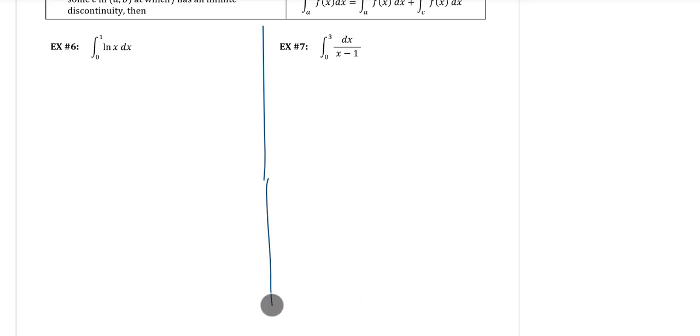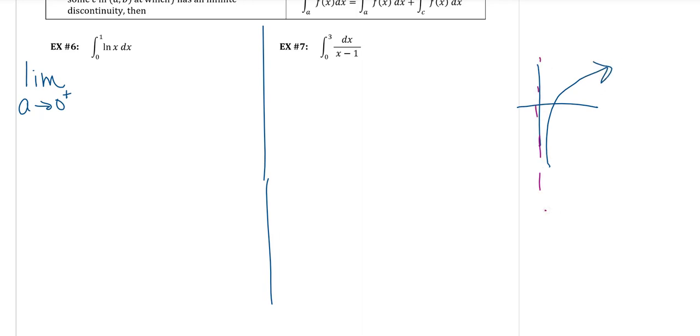All right, so number 6, example 6. So what I can see is that ln of x is not defined at 0. So what I'm going to have to do is take the limit as a approaches 0 from the right. Because the function, if you look at the function here, it looks like that. So it has a vertical asymptote at 0. So if I want to get close to 0, I'm going to have to come from the right-hand side.